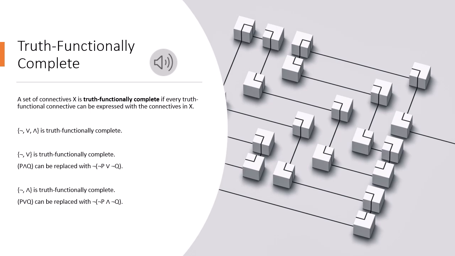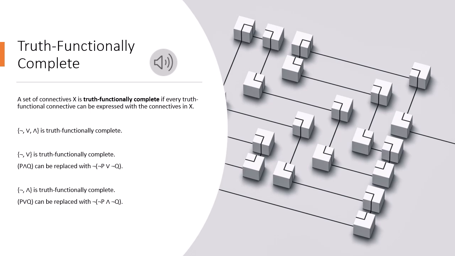And so when we put a sentence into disjunctive normal form, we can take any of those conjunctions that we had and replace them with these extra negations, these three extra negations in a disjunction.